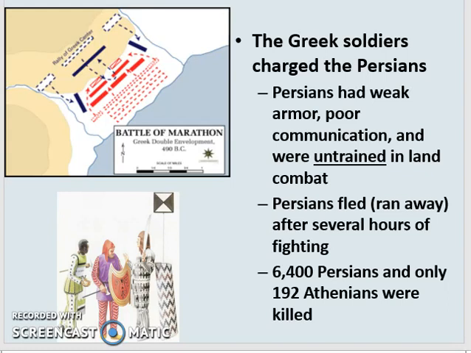So these individuals who are fighting for Persia speak different languages, they have different resources, they have different weaponry that they use. They've never fought together, so they're untrained. They really don't have a whole lot of organization. In this battle, the Persians are going to end up fleeing or running after several hours of fighting. And after these several hours, over 6,000 Persians were killed, but only about 192 Athenians. And it was just the Athenians who were fighting here. And so it's pretty obvious to see who the winner of this battle was.